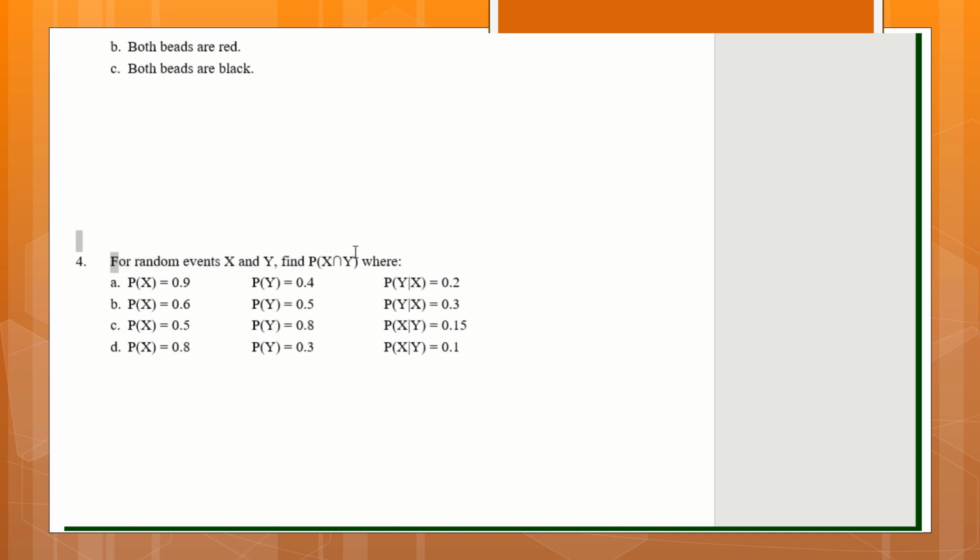Okay, for random events, to find x intersection y, you can find it because you can use this formula. How do we come up with this formula?